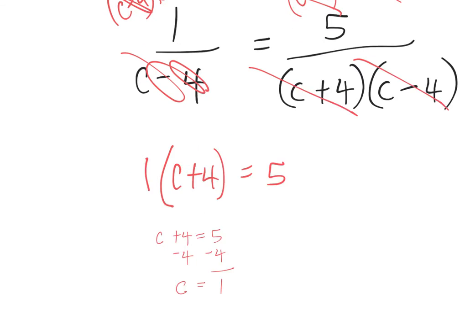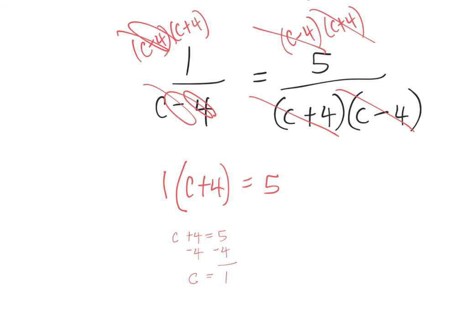Let's see if we can use that answer. If I plug 1 back in, C minus 4, 1 minus 4 is not 0, so we're good there. 1 plus 4 is not 0. 1 minus 4, we've already done that, is not 0. So C equals 1, that is our answer.